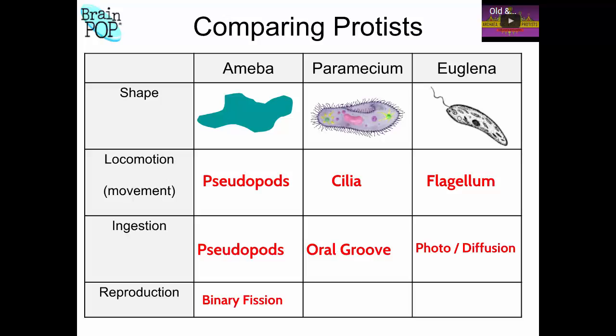And for reproduction, they all reproduce through the process of binary fission. What form of reproduction is that? Asexual. It's just them making a copy of their DNA and then splitting in two. So that's asexual reproduction.